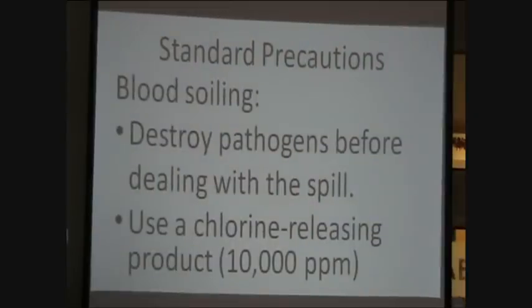Any blood spillages and soiling should be dealt with by disinfecting the area with a chlorine-releasing product at 10,000 parts per million. This slide shows a blood glucose testing machine. This could be a route of transmission for blood-borne viruses. This slide also shows equipment that has blood on it, which may be a source of infection.